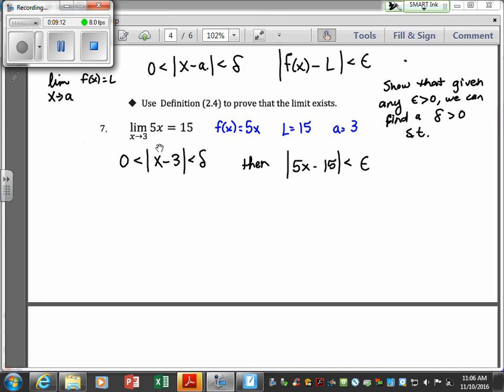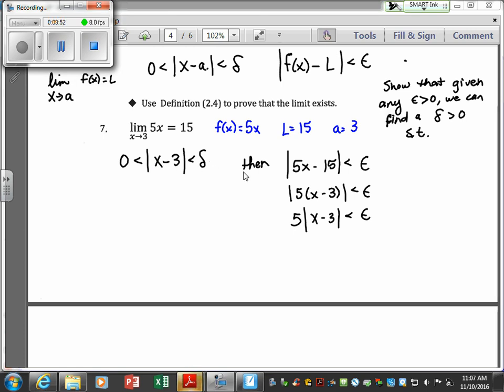So first of all, with 5x minus 15, I'm thinking I could probably factor here or take a GCF out. If I took a GCF out, what would that give me? 5 times x minus 3, and I'm liking that. Properties of absolute value say we can pull that 5 out front. So that would just be 5 absolute value of x minus 3 is less than epsilon. But when I'm looking at it, I have just absolute value of x minus 3 over here. So what can I do to make this look like this? Just this right portion of it.